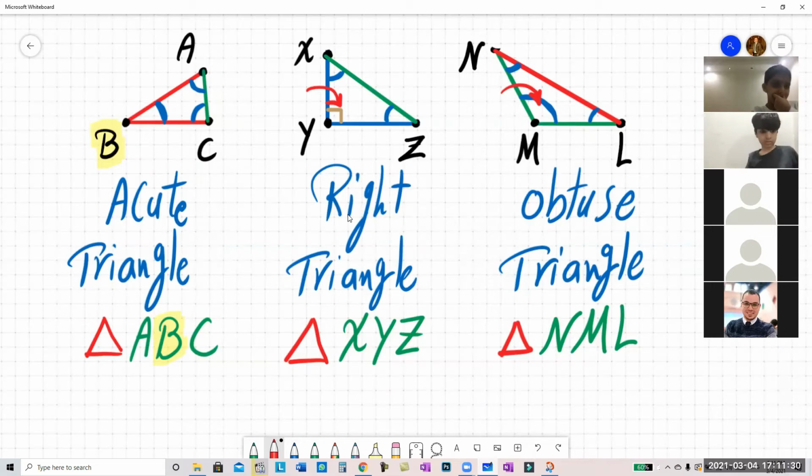So we have three types of triangles according to angles. The first one is acute angled triangle, where all its angles are acute. Then we have right triangle, where only one angle is right, and we have obtuse triangle, which has only one obtuse angle. Okay, so let's move back to our lesson.